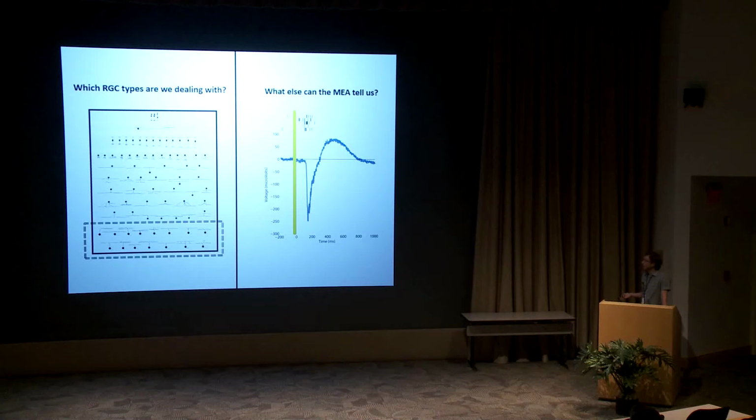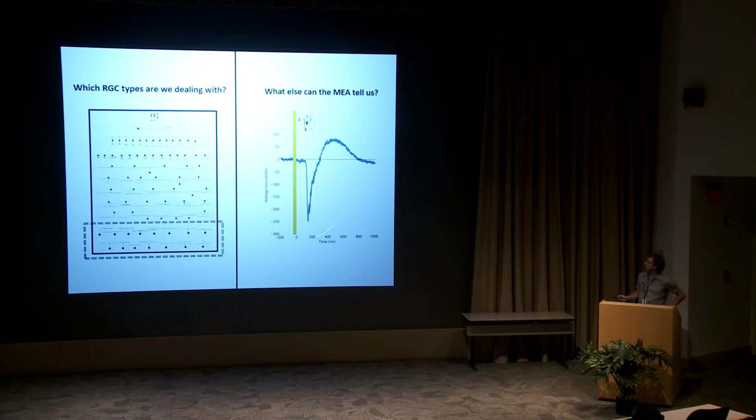And so from here, there are many different ways that we can go. One obvious one is to try and correspond those functional types that I've discovered with morphological types that are already known. MEAs are great for functional data, but show almost no morphological data. So this line of experimentation would require single-cell patching and filling cells with dyes to see what they look like.